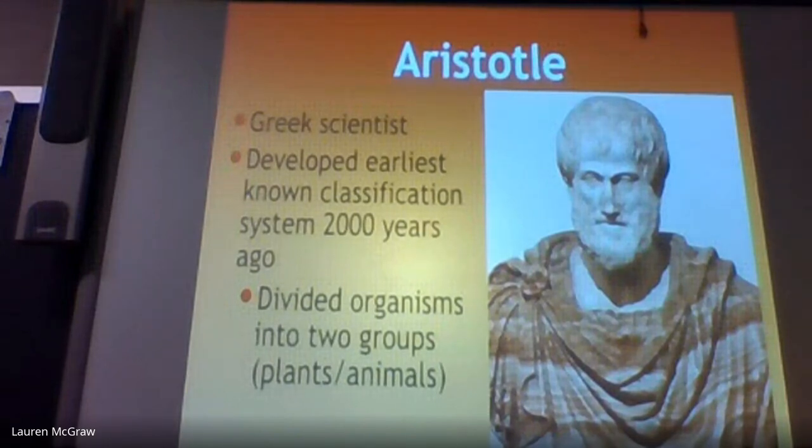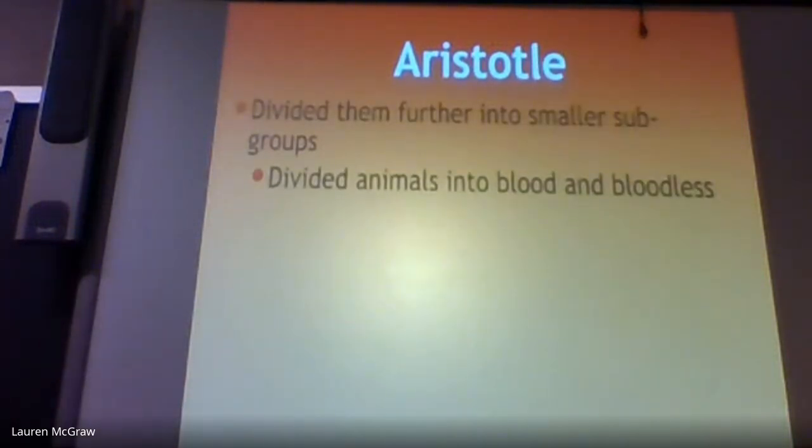Aristotle's system was used for a very, very long time because he doesn't just stop at plants and animals. He goes a little bit further. Okay? He takes those plants and animals and he divides them further into smaller subgroups. And this is no different than our next scientist did as well. Aristotle divides them into blood and bloodless. Now, we're not talking about plants here. This is animals.